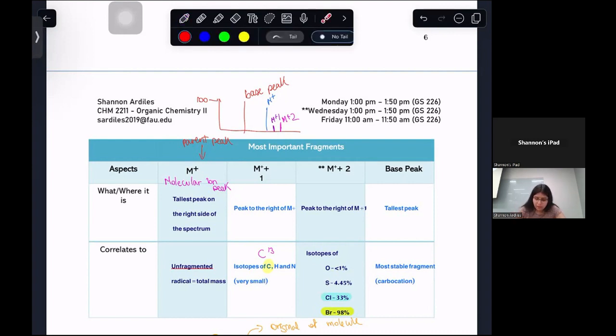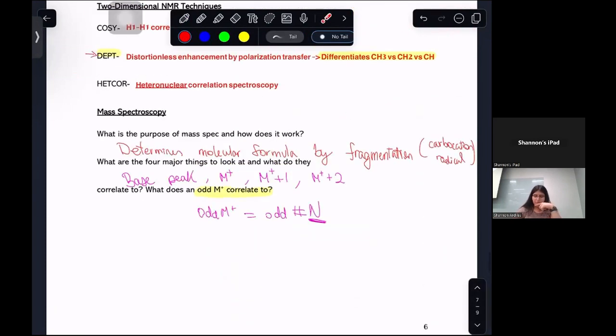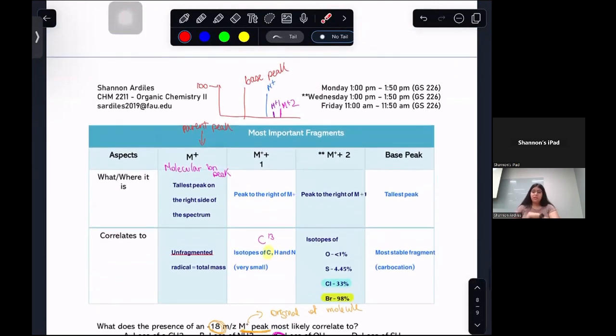Now, let's get back to our table. So base peak, as we said, we can always find it as the tallest one overall, but you also need to know what they represent. So base peak just tells you the most stable fragment. Now, remember that before we were talking about fragments. So there are two types, carbocations and radicals. Technically, the most stable fragment is going to be related to the carbocation, okay, not the radical.